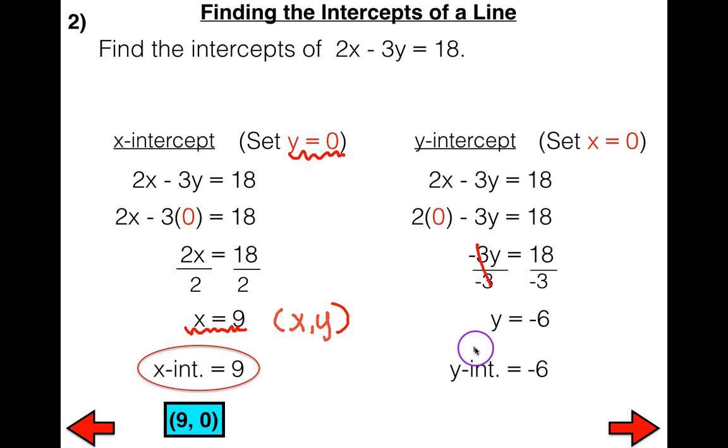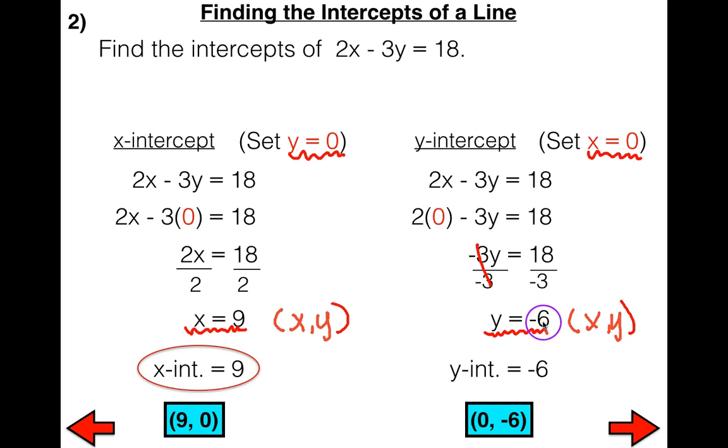So my y-intercept is at -6, but again, if I wanted to write the ordered pair, I'm going to note that y equals -6 and x equals 0. I know that the ordered pair should be written as x comma y. So in this case, I'm going to put 0, comma, -6. So that is my y-intercept.